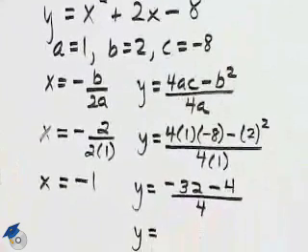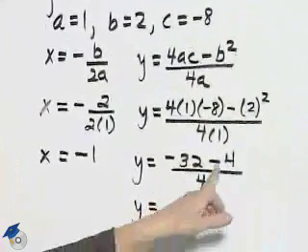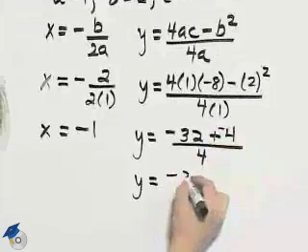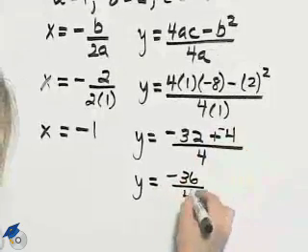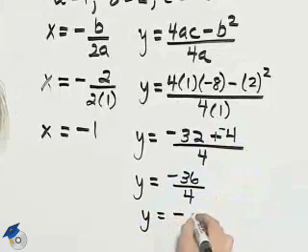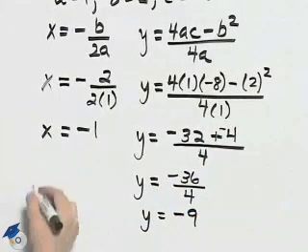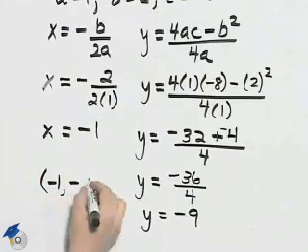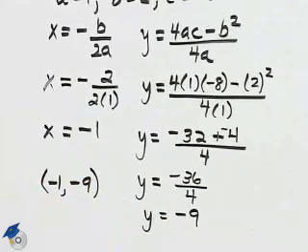We'll then have y equals, well, -32 minus 4 is the same as plus a -4. So we'll have -36 divided by 4. And then finally, we know that y is equal to -9. So the coordinates of the vertex are -1, -9.